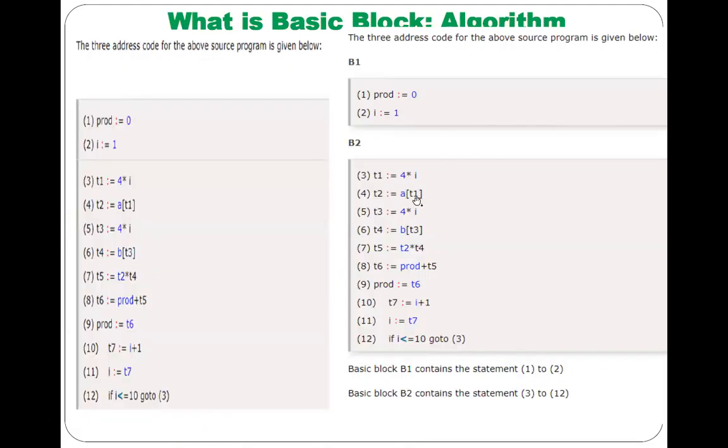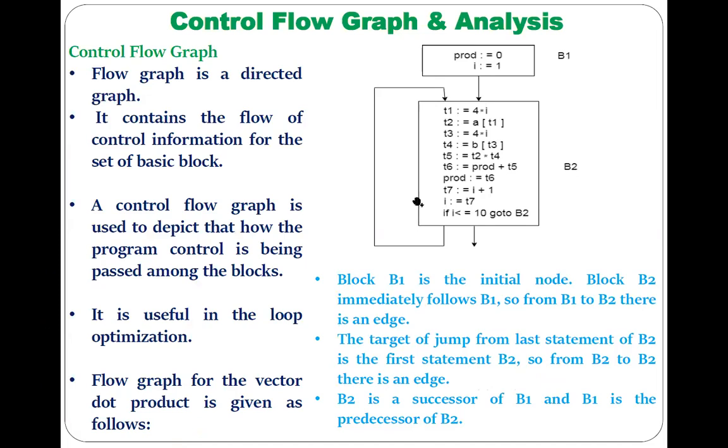And then after formation of the basic blocks, the control flow graph can be constructed. For the previous basic blocks, this is the control flow graph constructed. Now what is the control flow graph? It is one kind of directed graph. And for what purpose are we constructing it? We are constructing it to show how the control is moving from one particular basic block to another basic block.